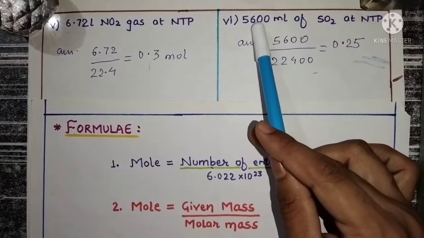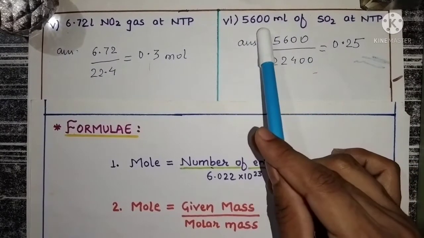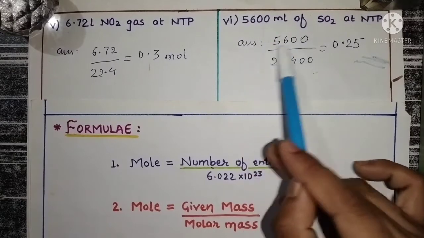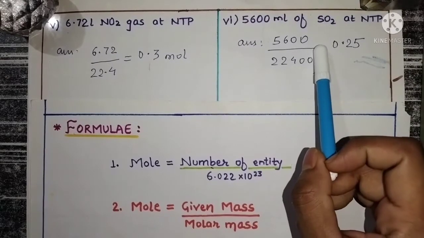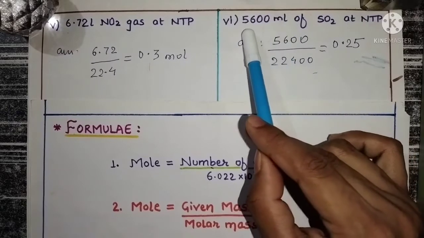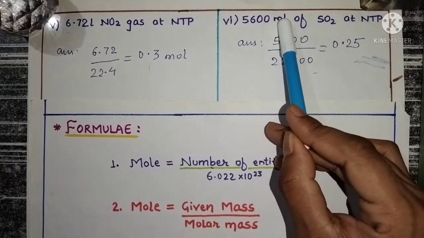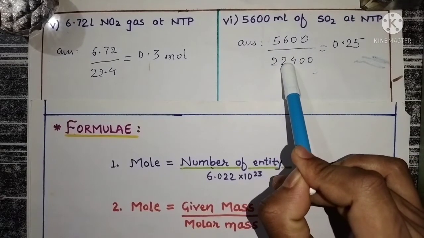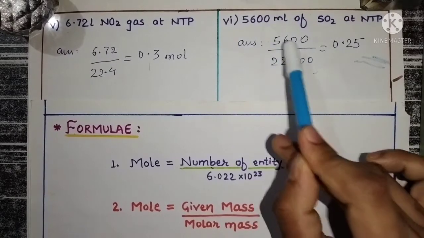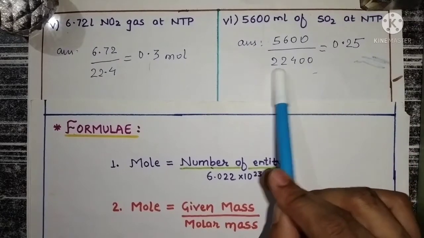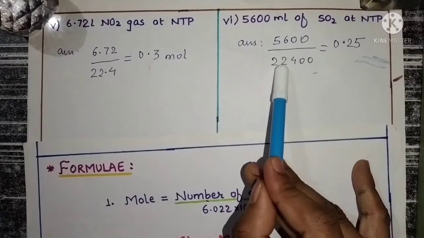In the second case, the volume is in milliliter. In this question you have to do the same thing: the volume is given, so you write it in the numerator. Notice that 5600 milliliter of SO2 is given. Since volume is given, you will use the third formula instead of the second formula. So never use molar mass in the denominator when volume is given. You have to use one of these two values in the denominator, 22.4 or 22,400.